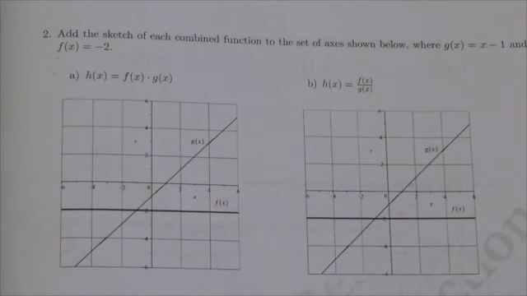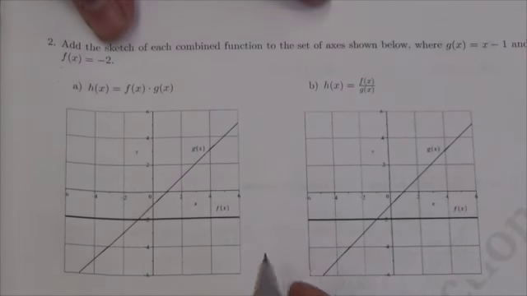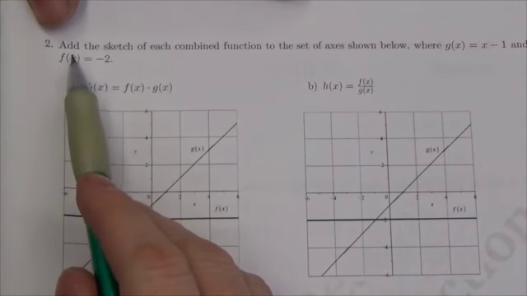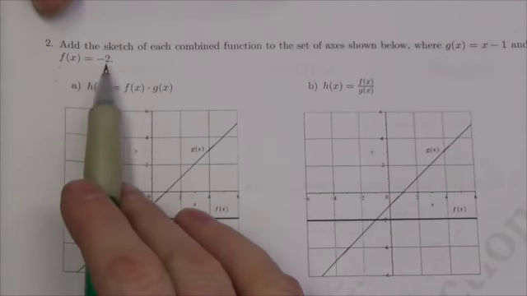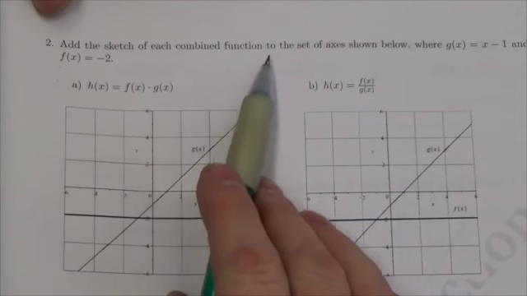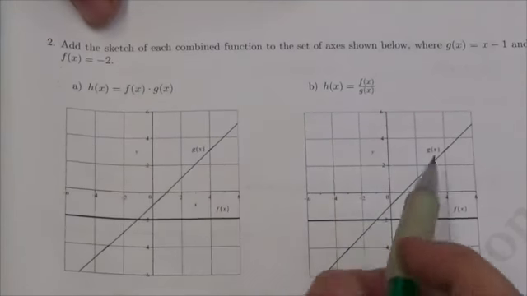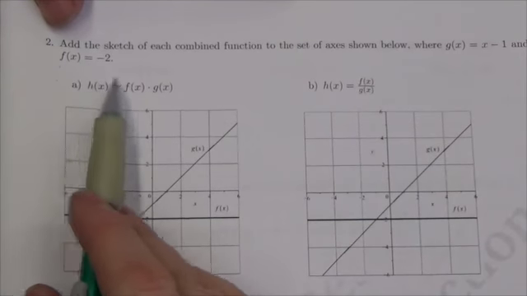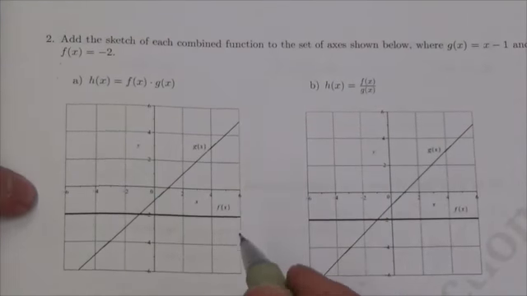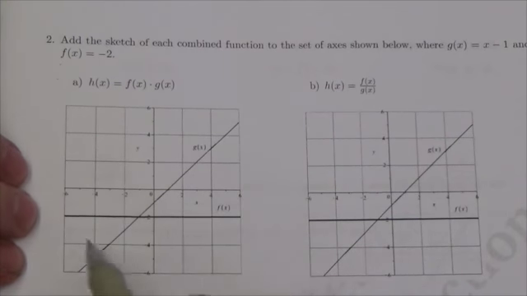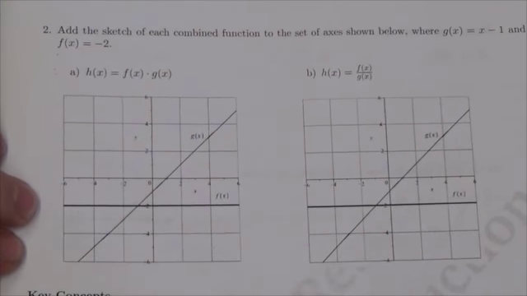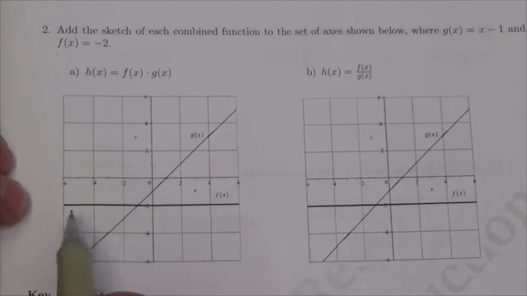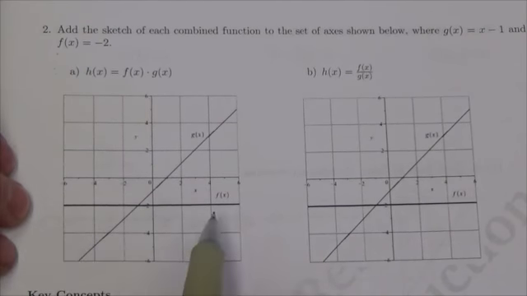All right, composition of functions, and we are looking at the product and the quotient of two functions here. The question is asking me to add the sketch of each combined function to the set of axes shown below, where g of x is equal to x minus 1 and f of x is equal to negative 2. This is a somewhat easier question. We're working with f of x being just negative 2 here.